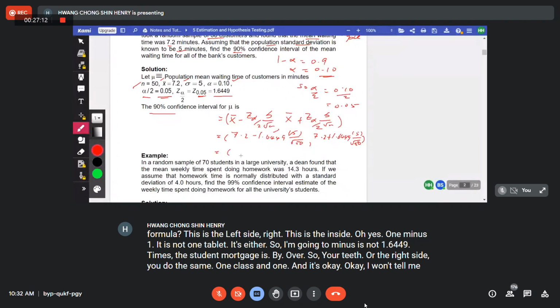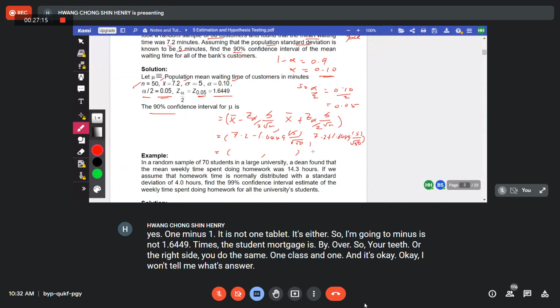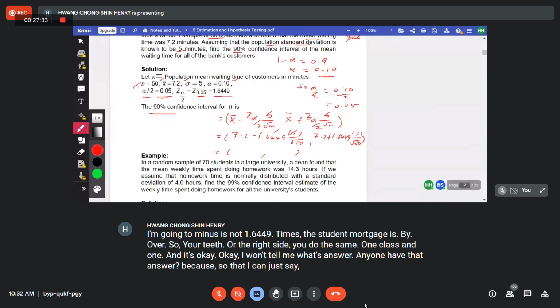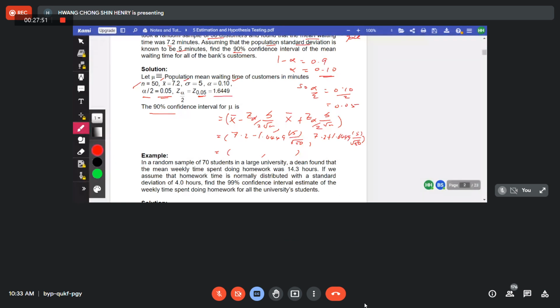So can someone tell me what's the answer? Anyone have the answer? If you have the answer, you can type in the chat box so that I can just copy and write it on the dummy there. 7.2... 6.036, is it?